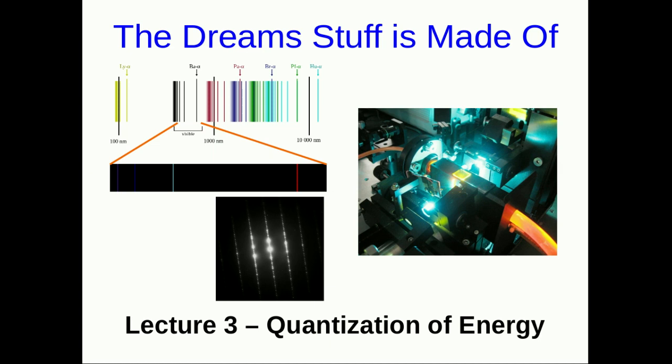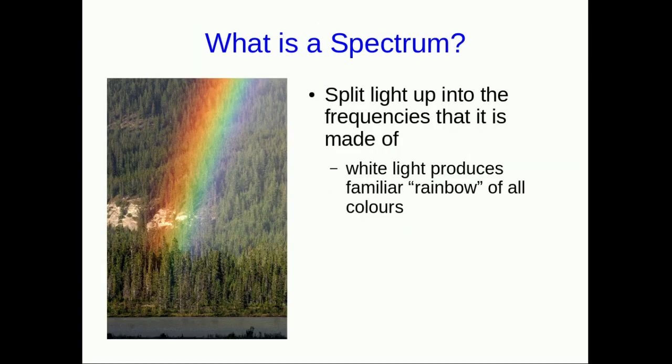consists of discrete lines. You may not be entirely clear what I mean by a spectrum, but in fact you've seen them plenty of times, because that's all a rainbow is. When you take light and you split it up so that you see all the different colors that it's made out of, that's a spectrum. And you know that different colors correspond to different frequencies or different wavelengths. When you take white light, you get the familiar rainbow of all the colors.